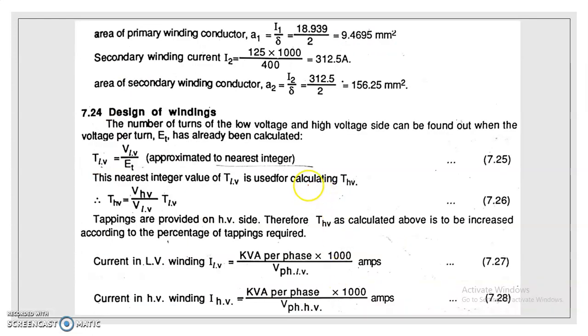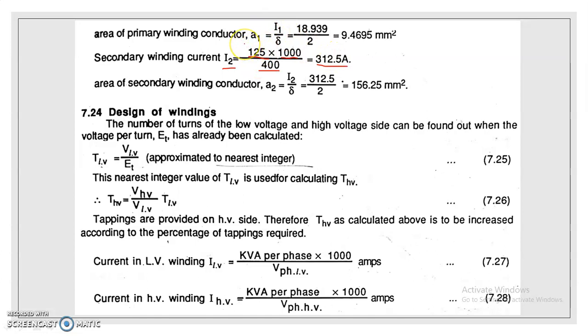Similarly, you can calculate the secondary winding current. kVA into 1000 gives volt ampere, divided by the secondary voltage 400. You will get the secondary winding current here.